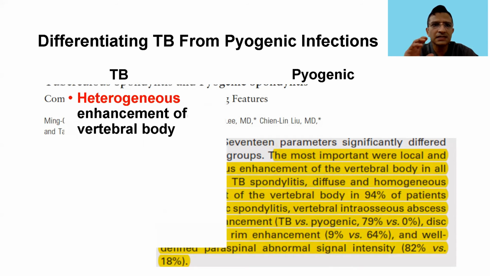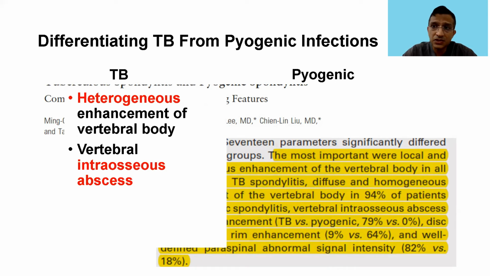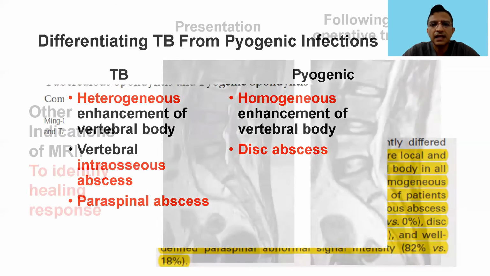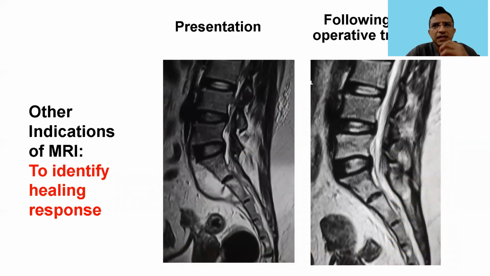Whenever we do a contrast MRI in TB, there will be heterogeneous enhancement of the vertebral body. Vertebral intraosseous abscess will be there, and there will be paraspinal abscess. As against that, in pyogenic infection, we would see homogeneous enhancement of the vertebral body and disc abscess, and that is how we will be able to differentiate between tuberculosis and pyogenic infection.